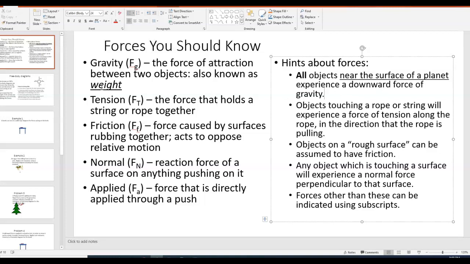Okay, you also have a force called tension. Now for tension we write Ft. Tension is a force you have anytime you have a string or a rope. Okay, objects touching a rope or string will experience a force of tension along the rope in the direction that the rope is pulling. So for example, let's say you hang an object from a string and it's hanging from the ceiling. Tension would be the force in the string keeping the object from falling.